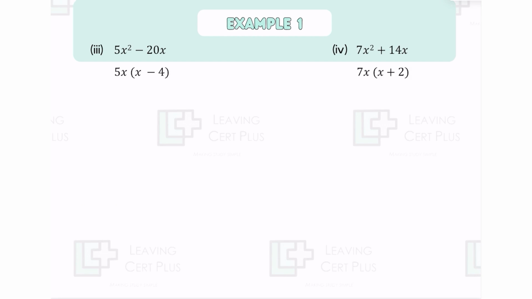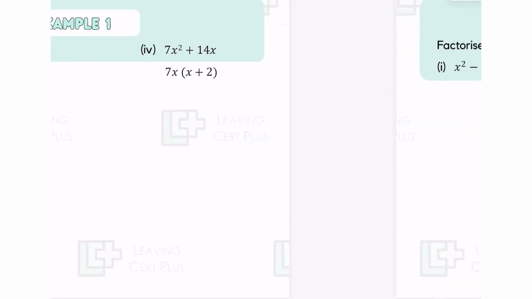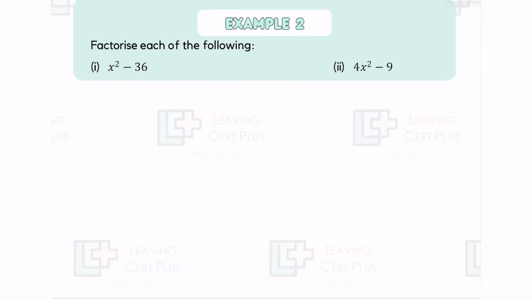On to our second type and a difference of two squares question. In these particular examples, you'll notice that HCF doesn't work. There's nothing common we can take out for x squared and 36 or 4x squared and 9. So what we're going to do in these questions is set up two squares. Two squares look like this. It's something squared and something squared.